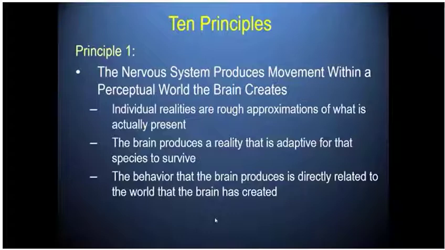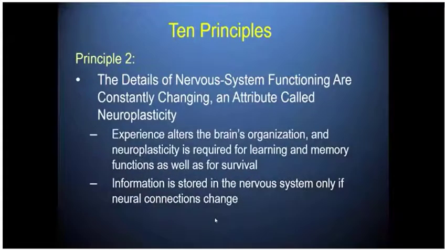All right, so the brain creates this perceptual world, and then the nervous system creates behavior to allow us to adapt and deal with the world that we see. Looking at the idea that the nervous system is never, ever static. Even in older age, the nervous system is changing, and the synapses are connecting with new neurons, and other ones are breaking down. And there's this concept called neuroplasticity, and we'll talk about that as time goes on.